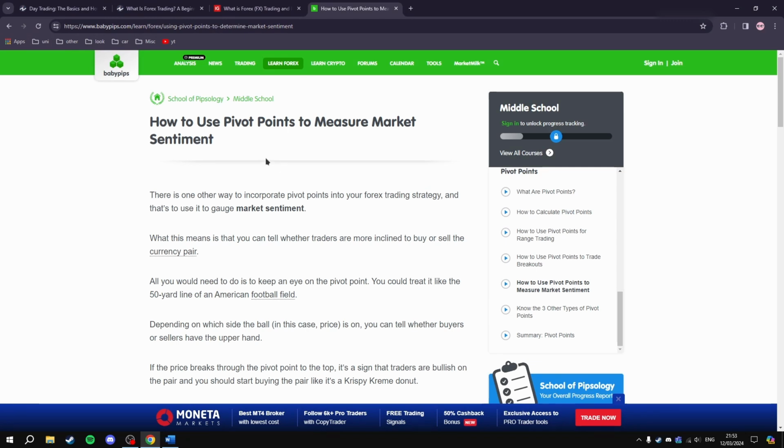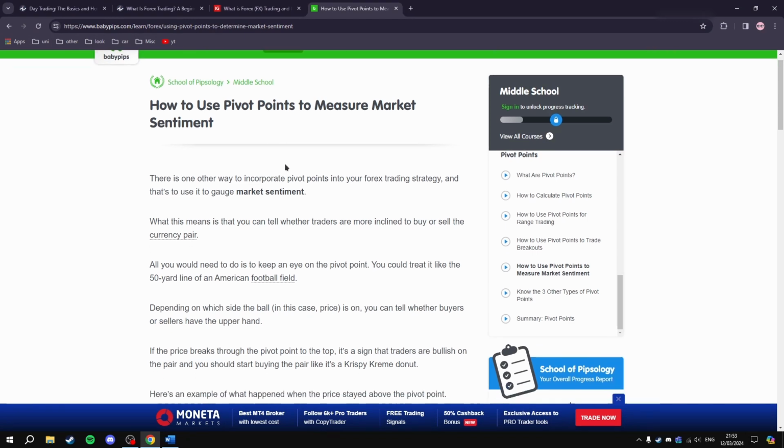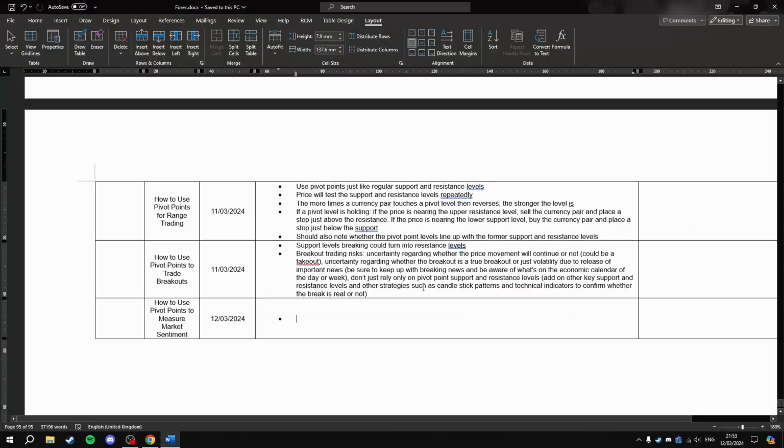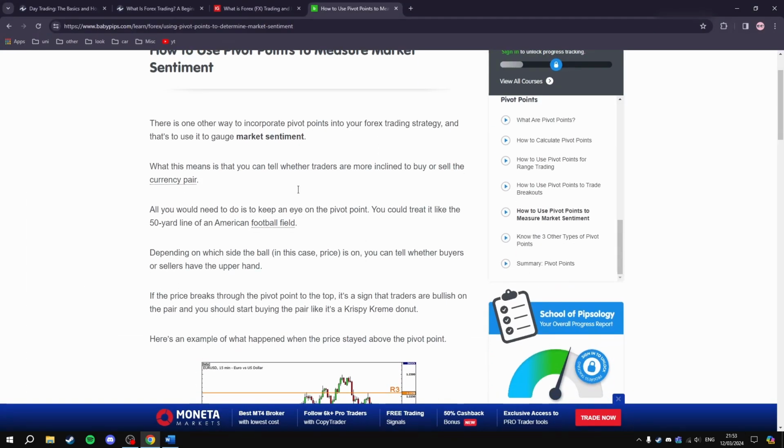There's one other way to incorporate pivot points into your Forex trading strategy, and that is to use it to gauge market sentiment. So pivot points can be used to gauge market sentiment. What this means is that you can tell whether traders are more inclined to buy or sell the currency pair.